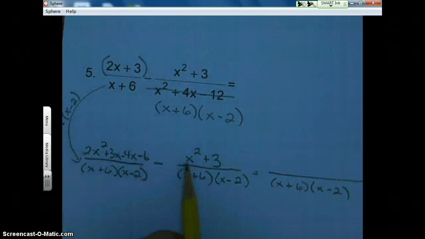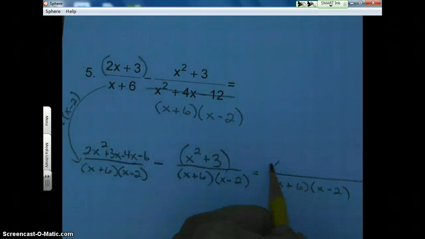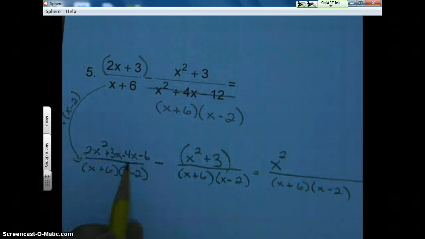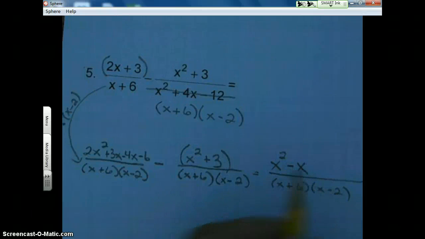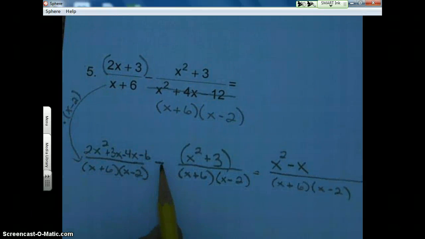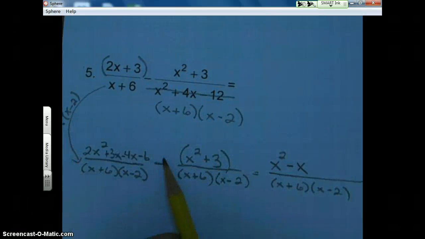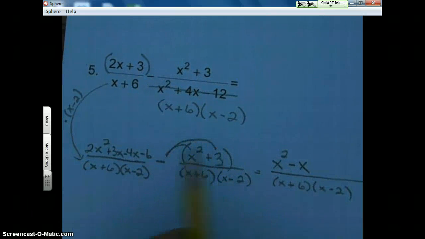Okay, remember this is a group. We're going to distribute the negative onto both of them. So this is going to be minus x squared and minus 3. Okay, so 2x squared minus x squared is 1x squared. 3x minus 4x is negative 1x. Negative 6 minus 3. Remember, I distribute that negative onto both of them, is minus 9.